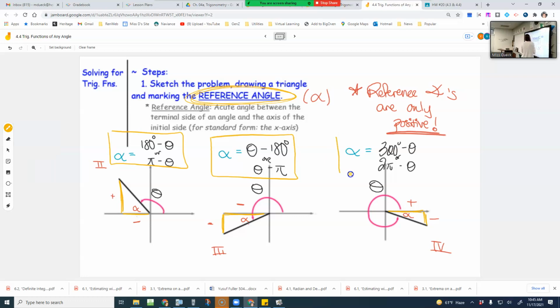Some of you with a good geometry sense, as long as you hear the reference angle is the little baby acute angle to the x-axis, can kind of make up these formulas on your own. But for those of you that need those formulas to plug into, I've got you, and there it is.